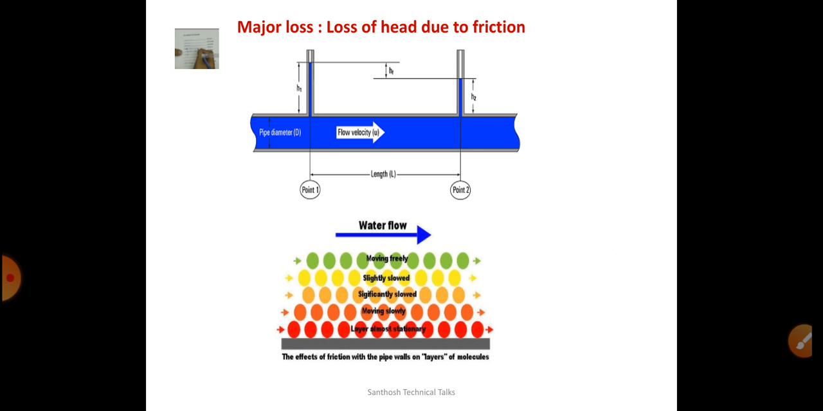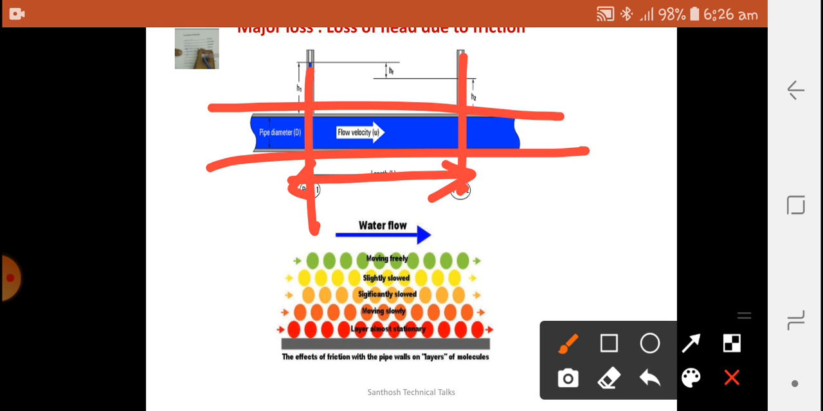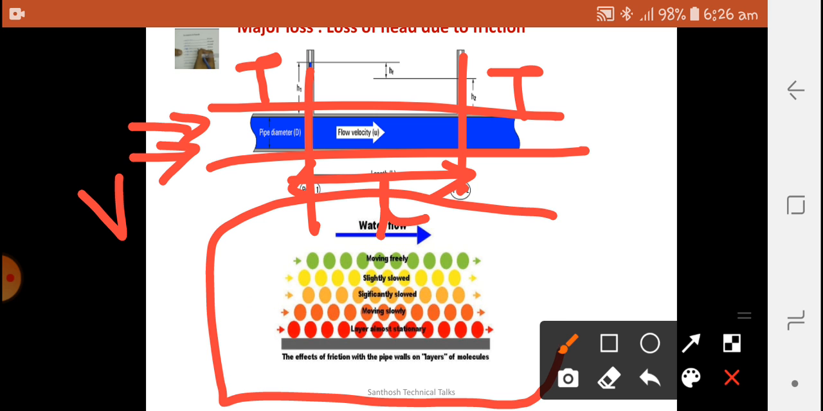Let us consider a straight pipe having 2 points, say point 1 and point 2. We have a fixed length and we put a liquid in flow with the velocity of v. So we found that there is a difference in head between section 1 and 2. The difference in head is due to the layer effect, that is the frictional effect. It can be illustrated here.